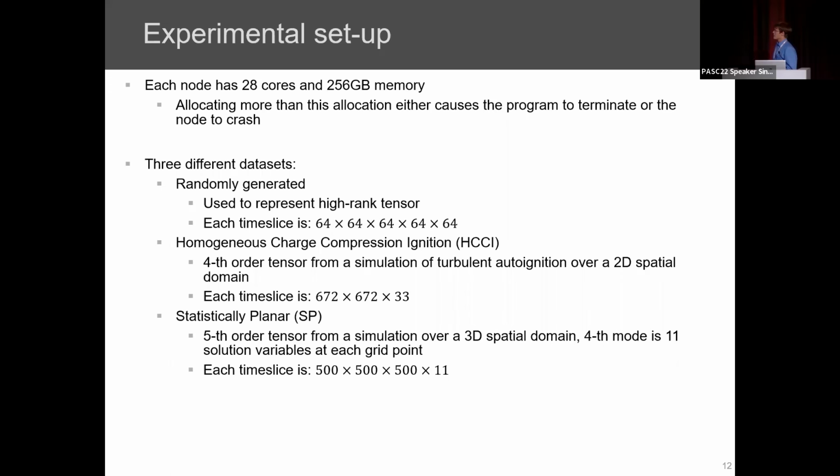And finally, we have a statistically planar 5th order tensor from a simulation over a 3D spatial domain, whose 4th mode is 11 solution variables at each grid point, where each time slice is 500 by 500 by 500 by 11. Each time slice here is around 11 gigabytes, just for context. It's also worth noting that this is a relatively low rank tensor, which helps to explain the results in the subsequent slides.